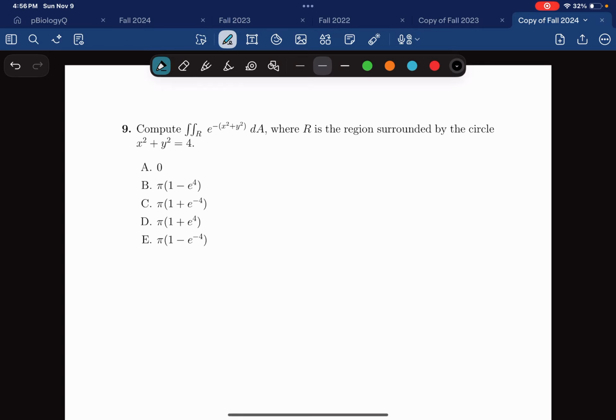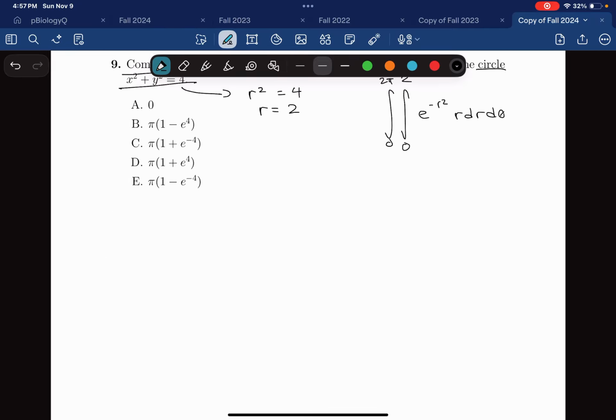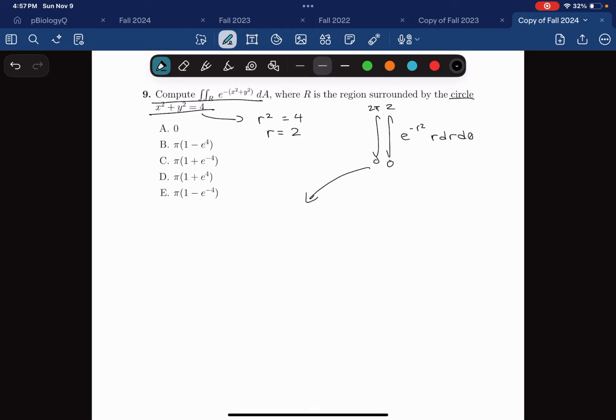Okay, number 9. Compute this, where R is the region surrounded by this. Okay, so this is a polar coordinate. We know that x squared plus y squared equals r squared, so r squared equals 4. R is equal to 2. Just set that up right there. There's a circle, so from 0 to 2 pi. So that would be e to the negative r squared r dr d theta. Sweet. That was quick.